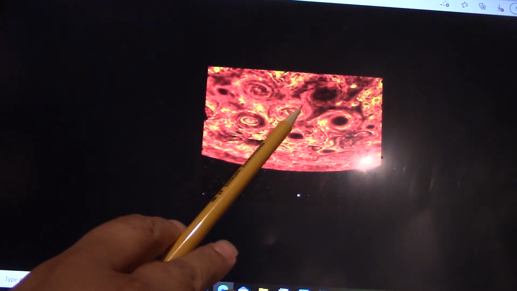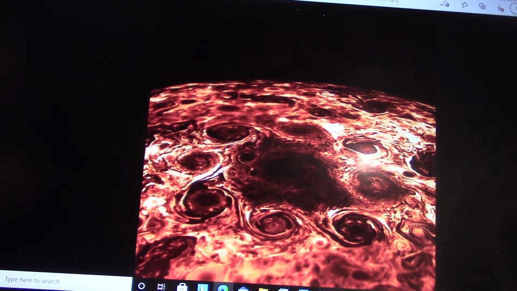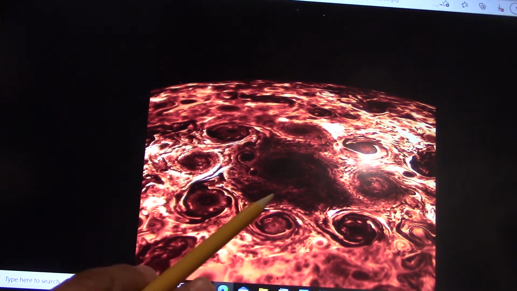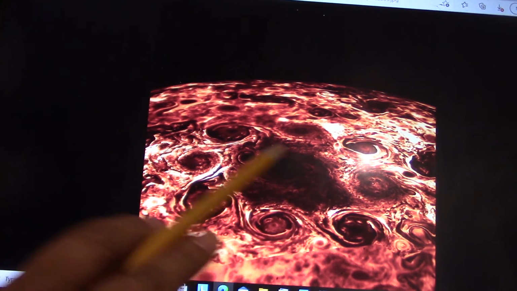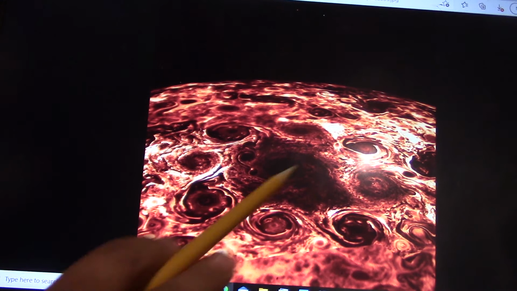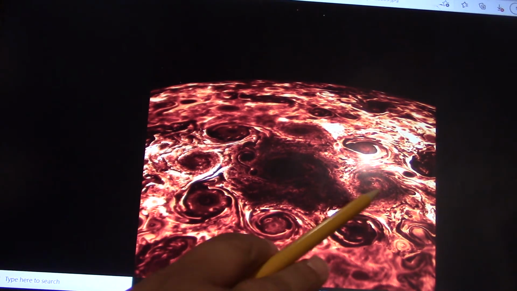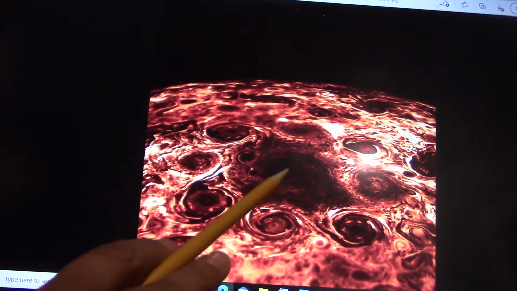Now let's go up to the North Pole. Okay, here we have an 8-point system. So remember the Fibonacci sequence where we were going from 5 to 8, we're just adding 3 more. So here we go, 1, 2, 3, 4, 5, 6, 7, 8, and one big cyclone in the middle.